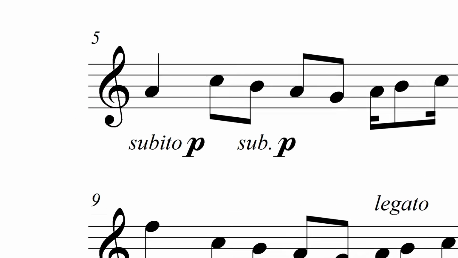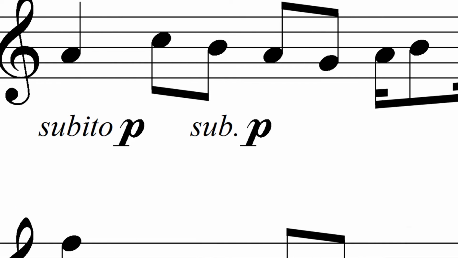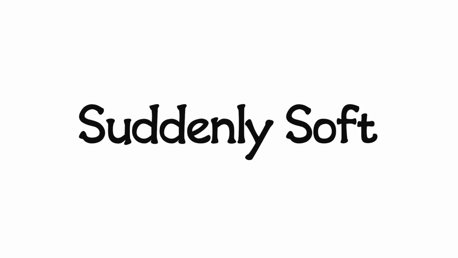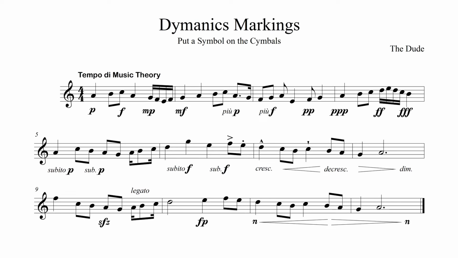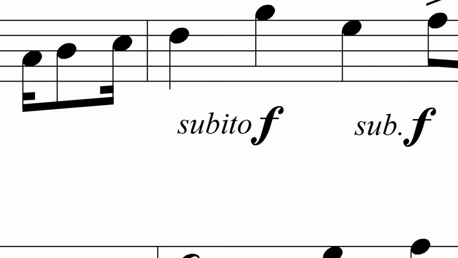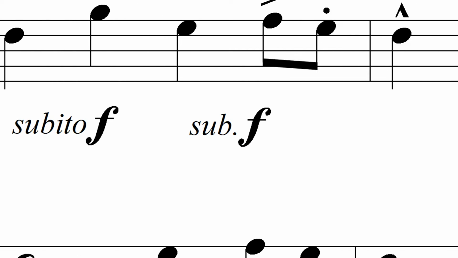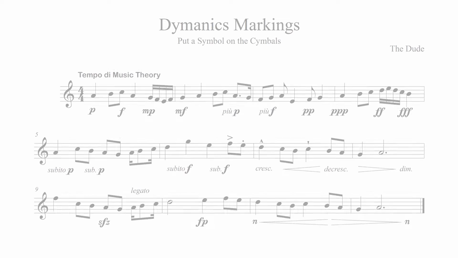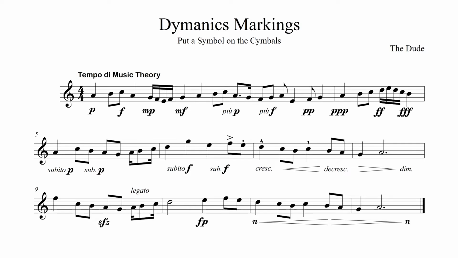Sudden dynamic changes are often indicated by using subito, which means suddenly. Subito piano, abbreviated as SUB.P, means suddenly soft. This implies a quick, almost abrupt reduction in volume. In contrast, subito forte, abbreviated as SUB.F, means suddenly loud. This implies a quick, almost abrupt increase in volume.